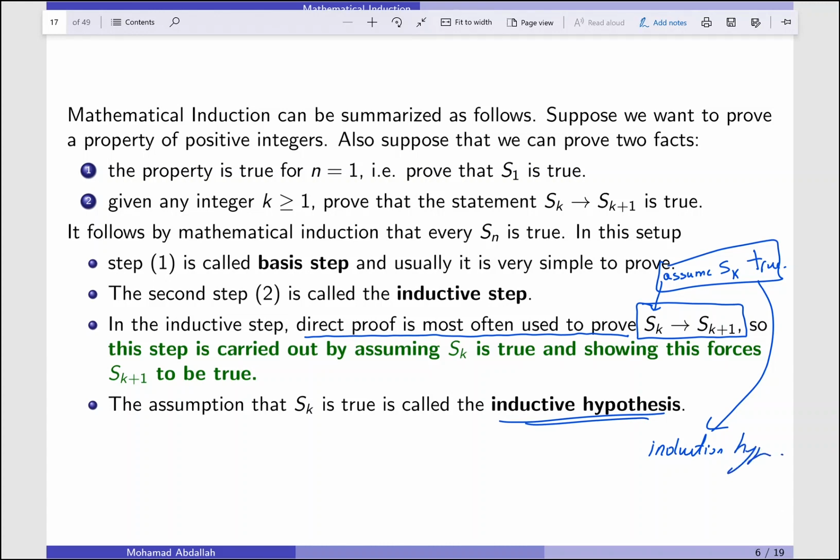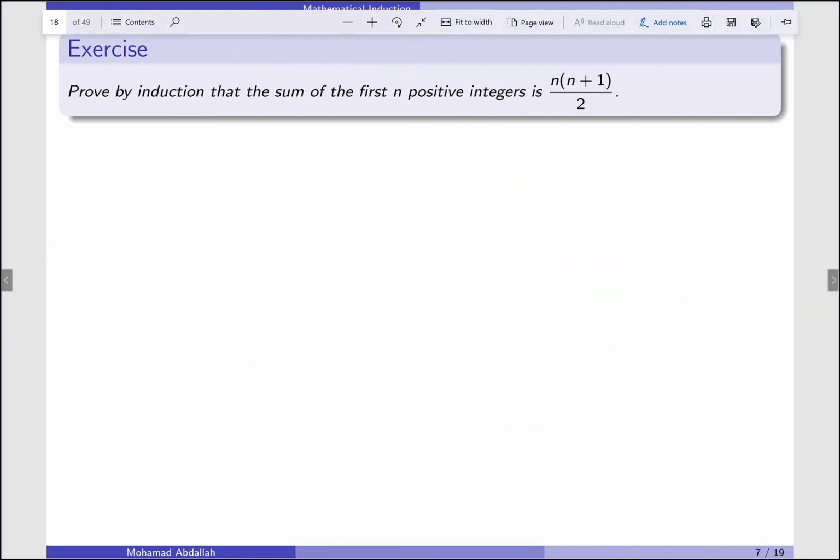Okay, we call this the induction hypothesis. It's already written here. So this assumption is called the induction hypothesis. And this is going to be the key to show that S sub k plus 1 is true.